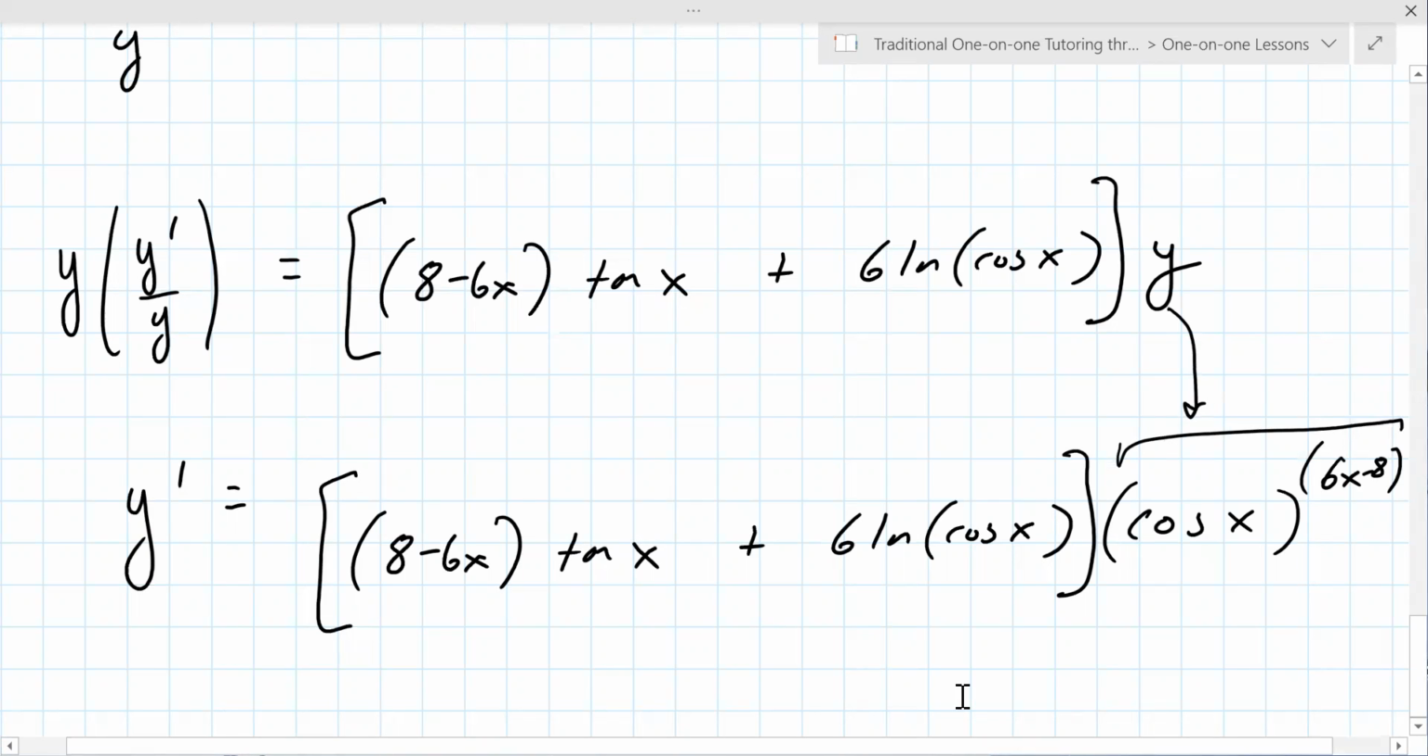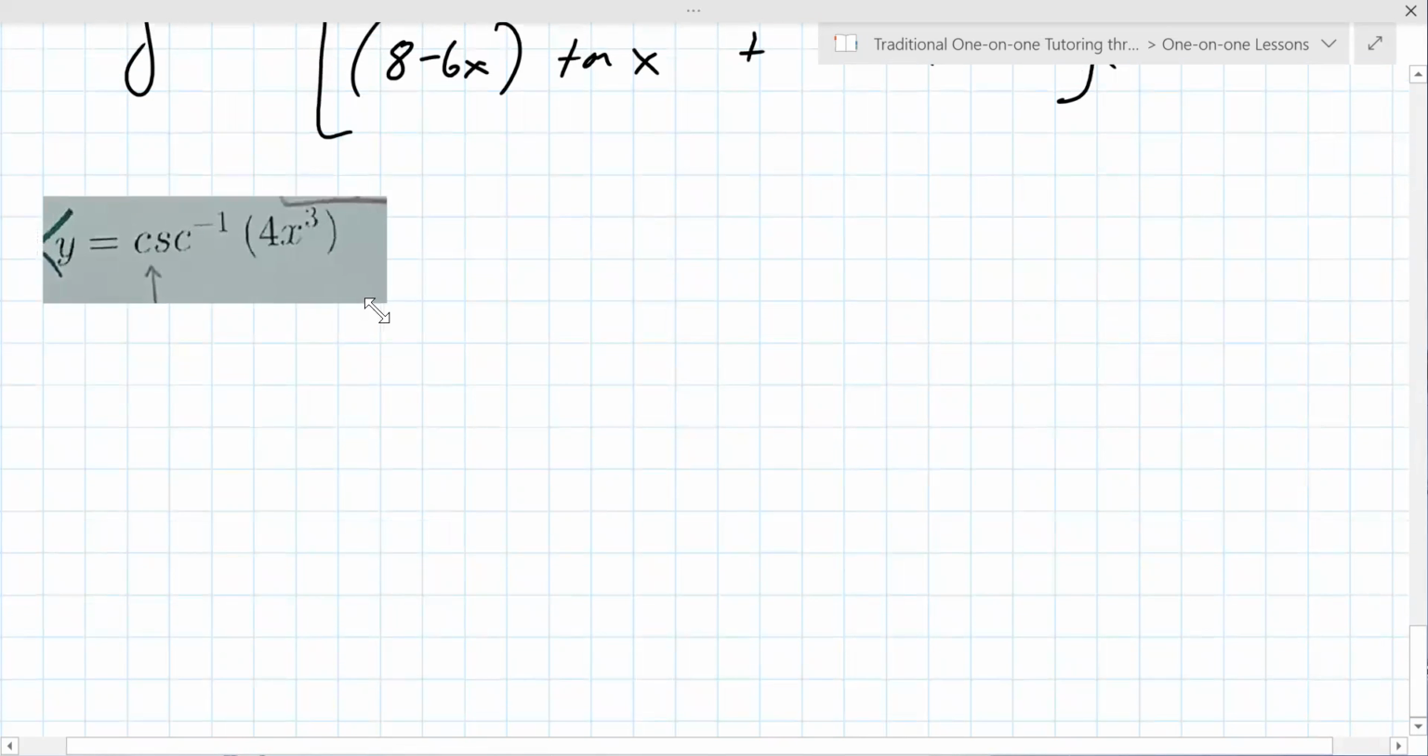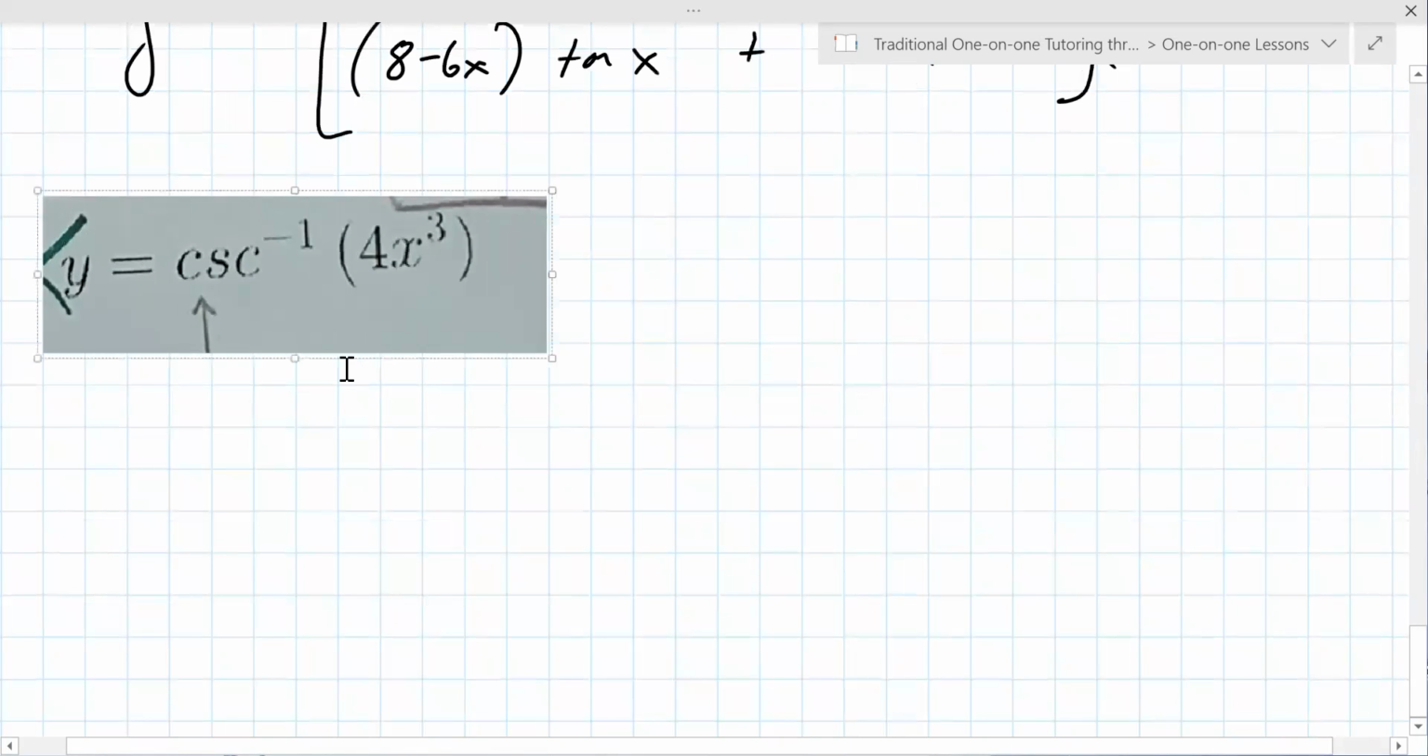Okay. Move on to F now. Okay, so again, you have to have the cosecant inverse formula down.